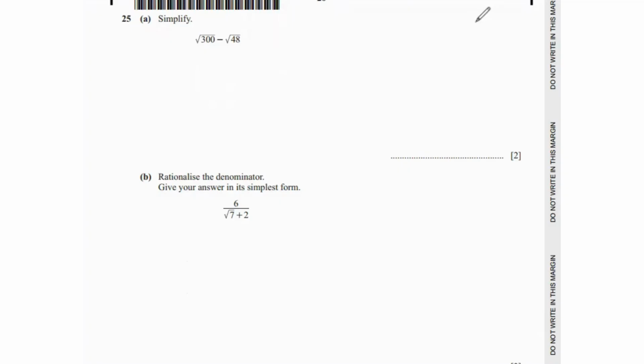So we need to prime factorize 300. 300 is 30 times 10. 30 is 6 times 5. 6 is 3 times 2. 5 is a prime number, so we cannot further break it down. 10 can be broken down into 5 and 2. Now, if you highlight the prime factors, that's 3, 2, 5, another 5, and then we have another 2.